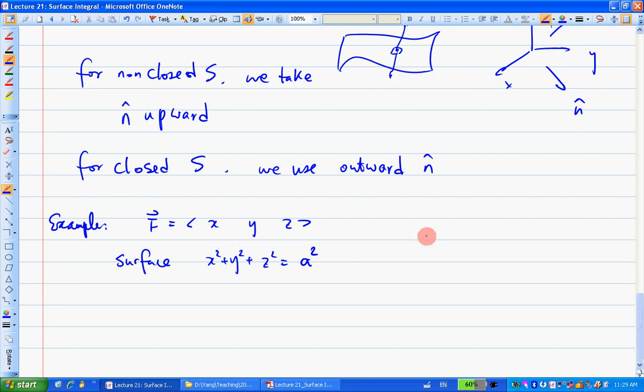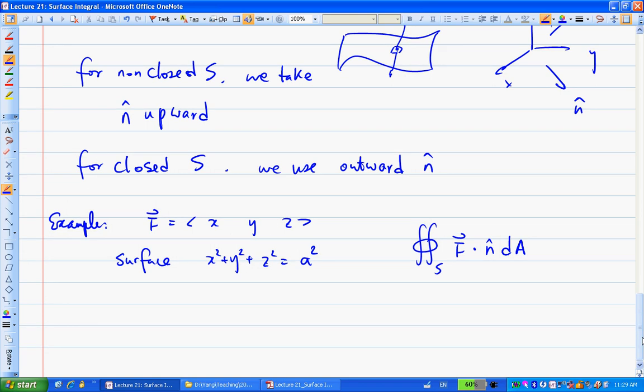Let me write down the formula again. Because our surface is closed, I'm using a circle on the integral to represent this surface integral: the integral of F dot n hat dA. That's what we're going to calculate. We already have F. Now the question is, what's n hat? n hat is determined by the surface.